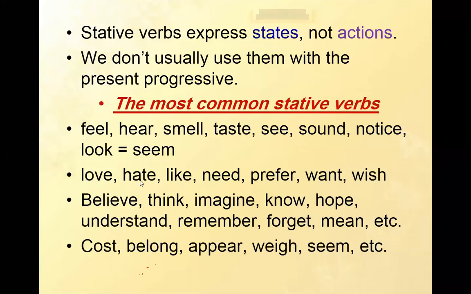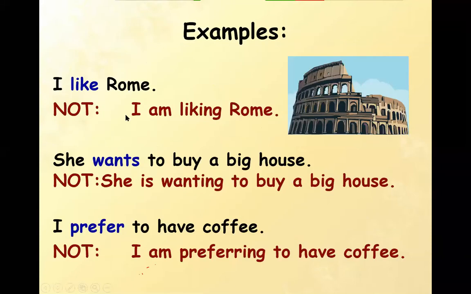Love, hate, like, need, prefer, want, wish, all of these verbs are stative. They cannot come in a continuous form. Believe, think, imagine, know, hope, understand, remember, forget, mean, etc. More than this: cost, belong, appear, weigh, seem, all of these verbs cannot come in a progressive or continuous form. Like this example, you can say I like Rome, but you cannot say I'm liking Rome. It's incorrect.